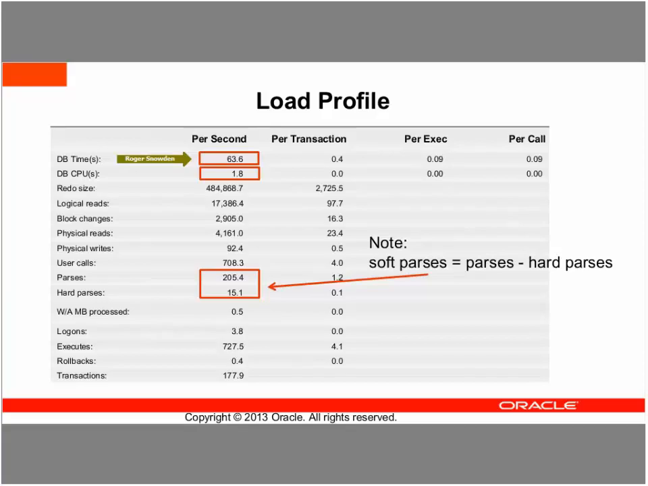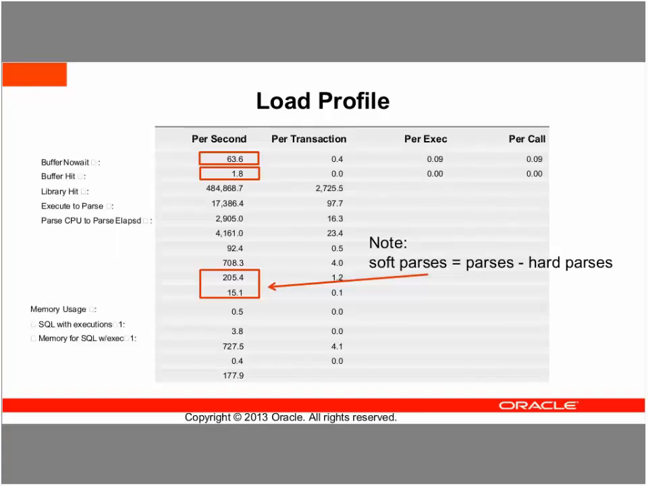And then we see hard parses versus parses. I noted this only to indicate that what we call soft parses are really a derived number from parses minus hard parses. Hard parses are when we're constructing or reconstructing a cursor. Parse means looking up a cursor in the library cache and executing it. Of those, some of those result in hard parses. We prefer fewer hard parses, obviously, but that's what those numbers mean.